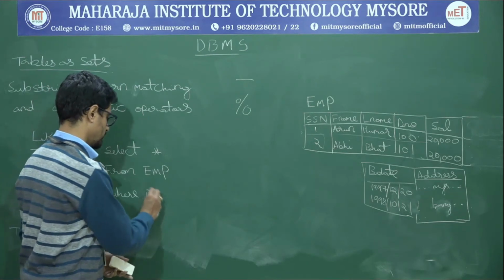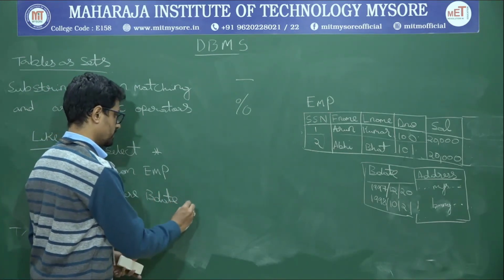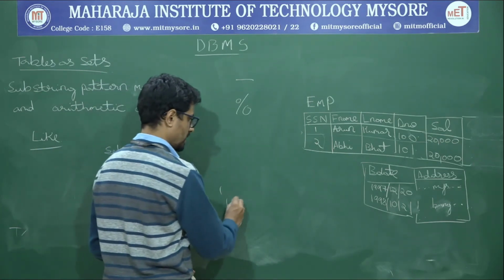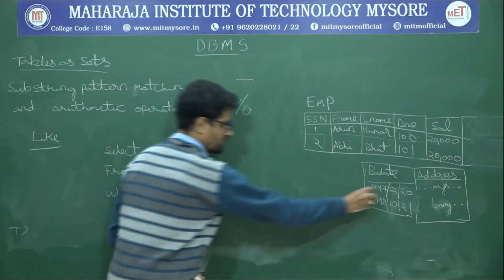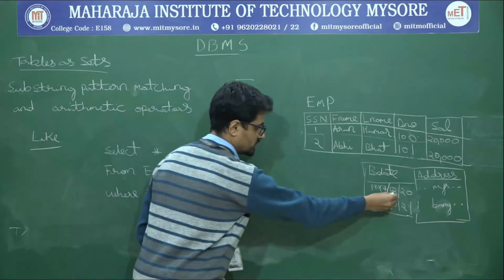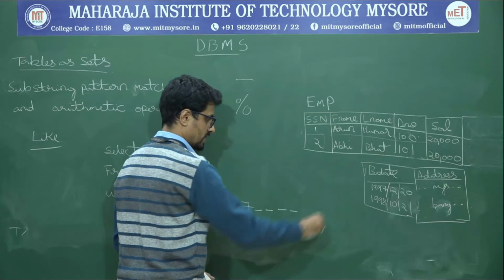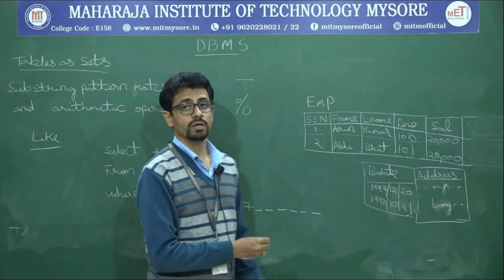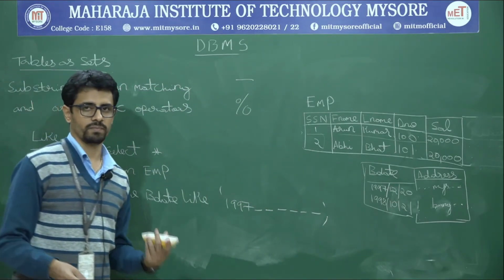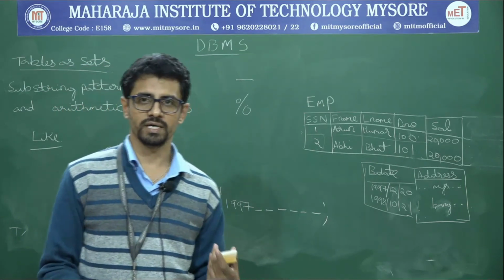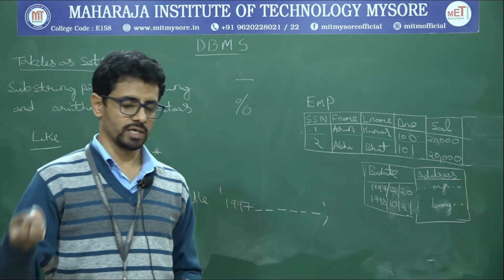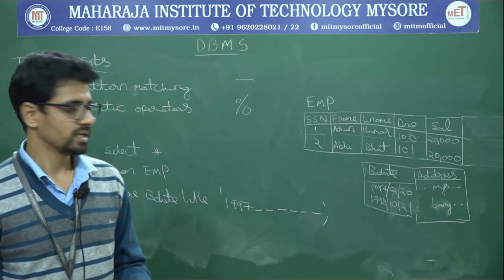So in that case, where birth date like, within single quotes, 1997, then we have the slash, then 2 underscores for the month, one more underscore for the slash, and 2 more for the day. Like this I can give a proper date format, starting with the year, followed by the exact count of underscores and the slash, so the date as well as the month can be specified.